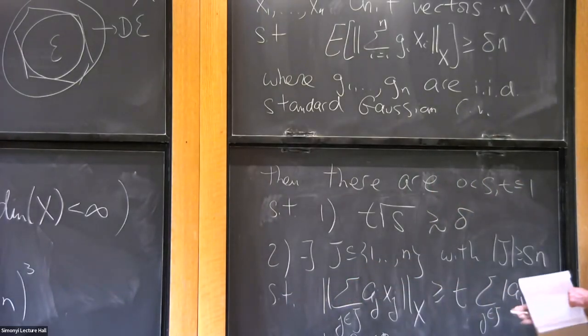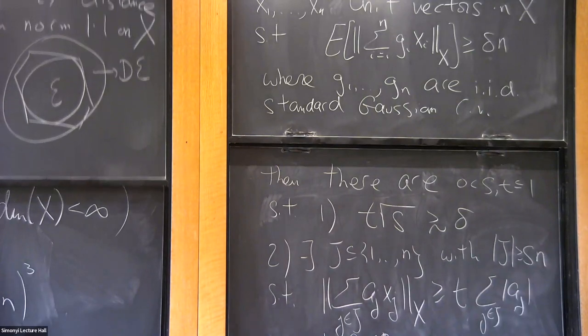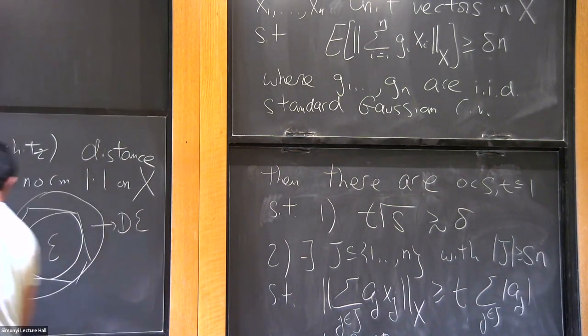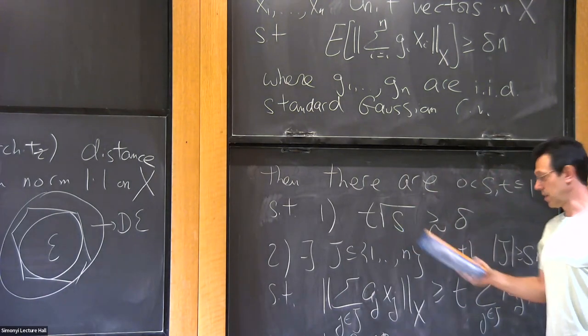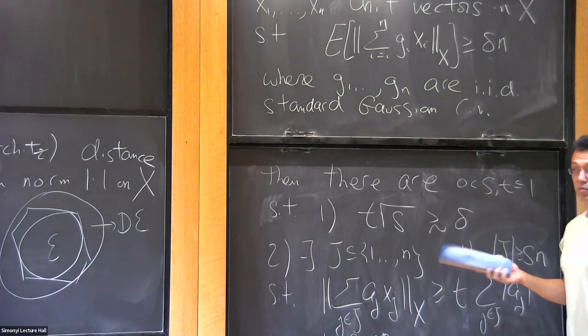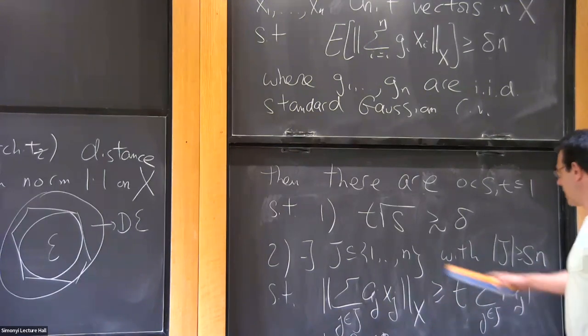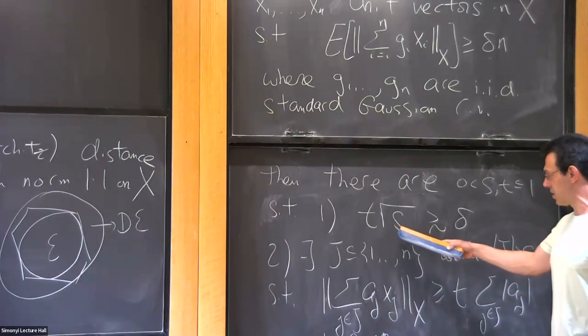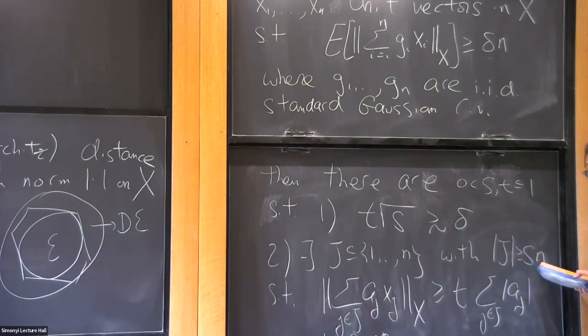Okay, so those of you who know this: the fact that you can do this for some S and T which depend on delta is an important theorem of Elton from the 70s. But that's when you insist that the subset is itself of size some function of delta times n, and the distortion is a function of delta.